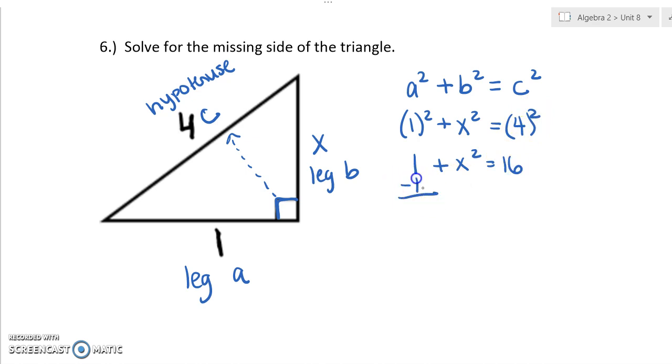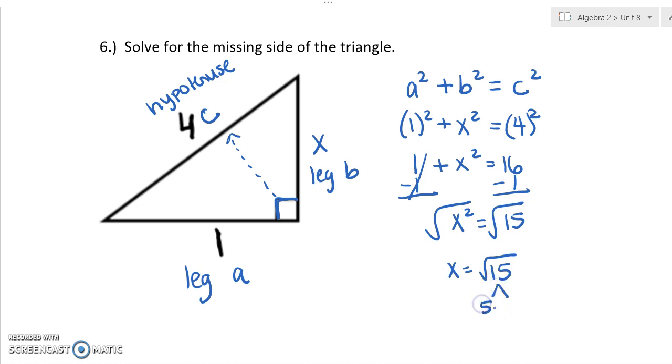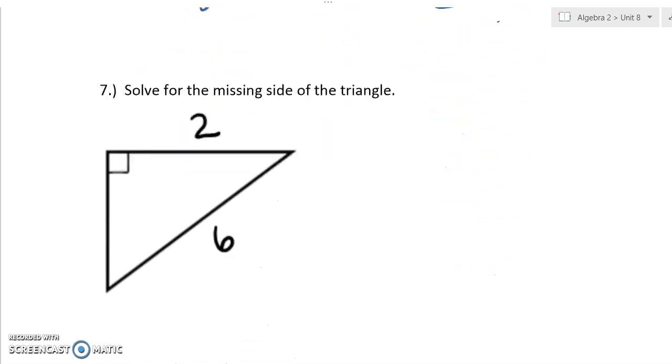And then when I subtract 1 to the other side, x squared equals 15. We're going to go ahead and square root. Now x equals the square root of 15. Now I always try to break this down, so that's 5 and 3. I don't have a pair, so therefore it just remains as the square root of 15. Not a nice number, not a pretty number, but it's still my answer. All right, well done. Last problem.